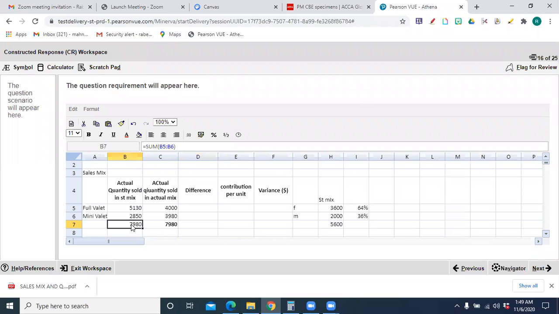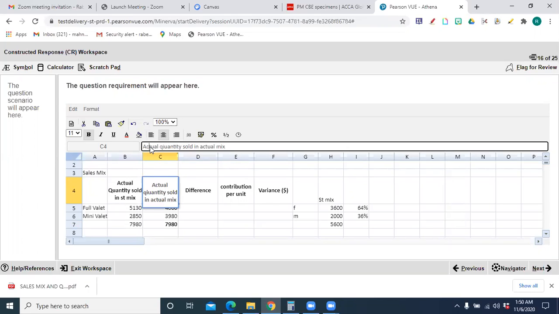Okay, so we calculated actual quantity sold in standard mix. Let me show you again. This was the total actual quantity sold, and here we calculated the standard mix. We were supposed to sell 64% of full Valet and 36% of mini Valet, but actually what happened? We sold less of the more profitable product and more of the least profitable product.